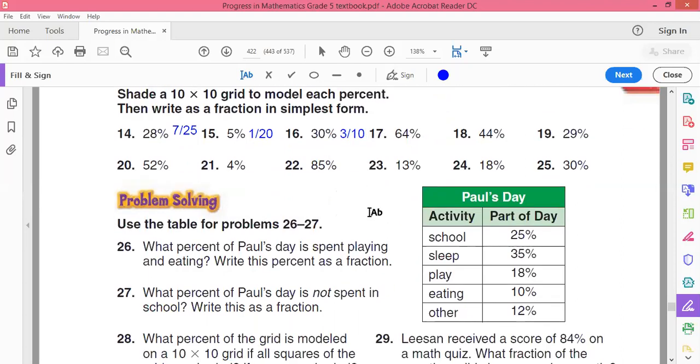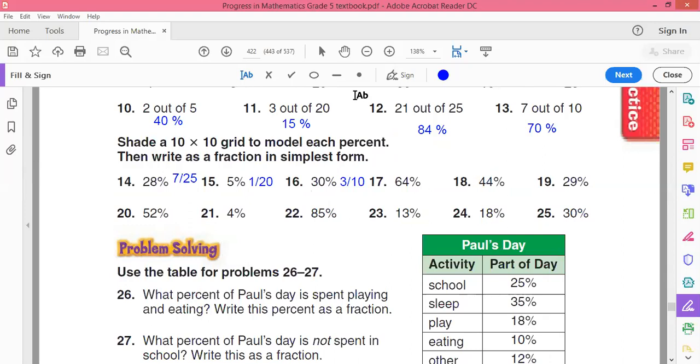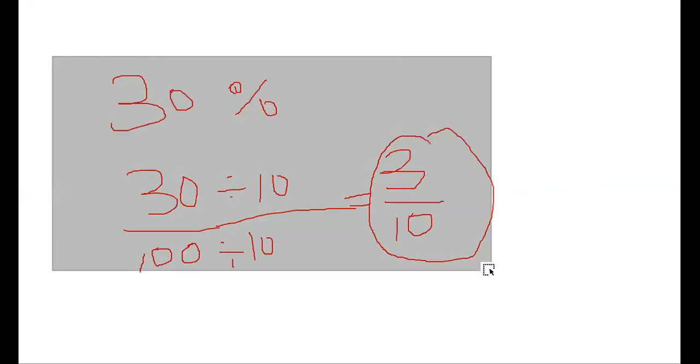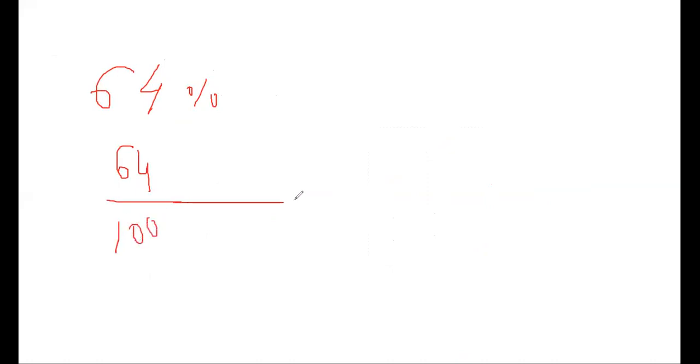Now 64% means 64 over 100. I will remove all this. Now 64%. What you will do at the first step: remove the percentage sign, divide by 100. Then divide by 2. Let's try 2. Let's check it by dividing by 2. 64 divided by 2 is 32, and 100 divided by 2 is 50.